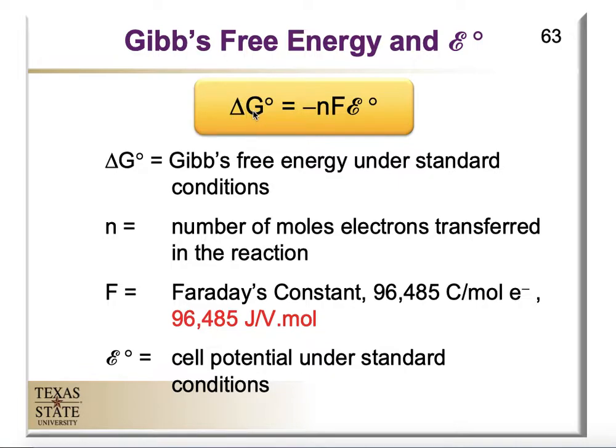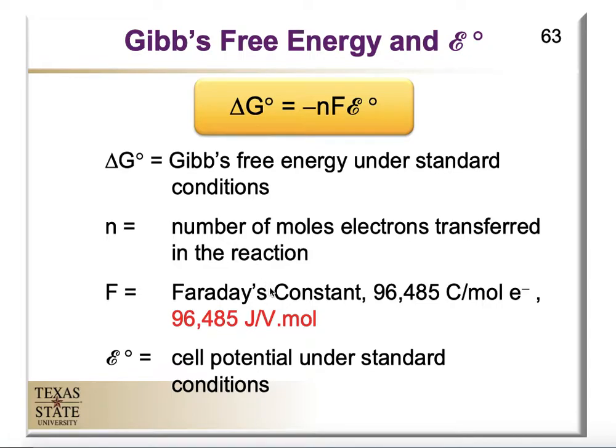Now the equation says that the Gibbs free energy change under standard conditions would be equal to negative nFE0, where n represents the number of moles of electrons that are transferred in the reaction. This is basically the number of electrons before you add the two half equations. So whenever you have the same number of electrons on the reduction and on the oxidation, that is the number of electrons that you would put here. In the previous problem, for example, we had 10 electrons, and so 10 would be n.